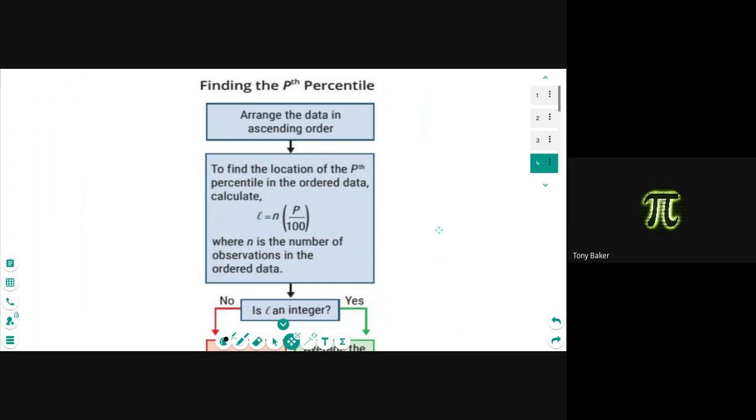The location of the percentile we find by taking n, which is the number of observations in the data, so basically all the pieces, times p over 100. p would be the percentage you're looking at. Remember, a percentage is just a decimal. So you don't necessarily have to do p divided by 100; you can just move the decimal 2 places. If we're looking for the 50th percentile, we'd be looking for 0.5, for example. All that does is divide it to change it into a decimal.